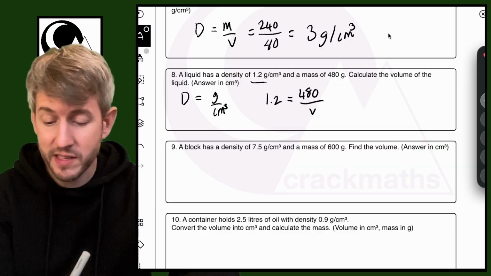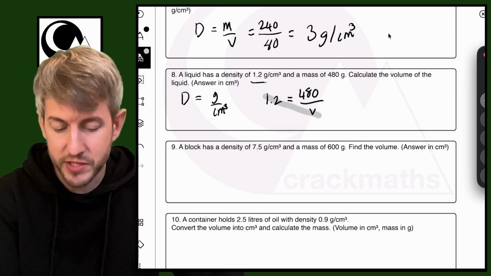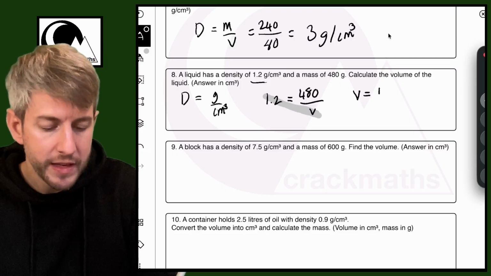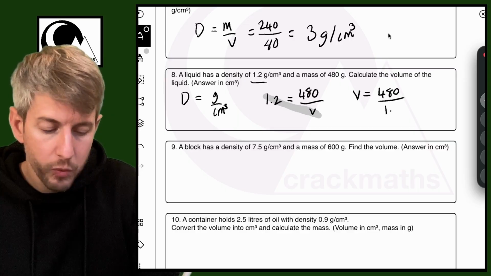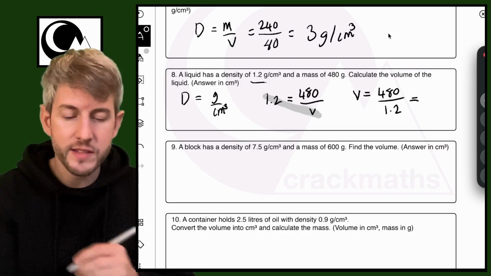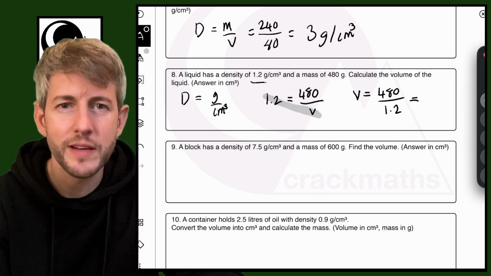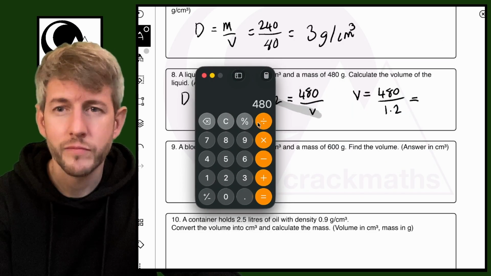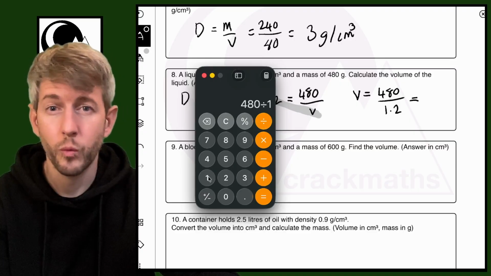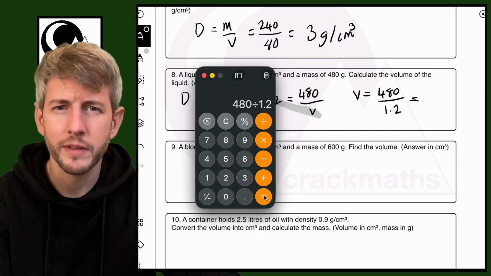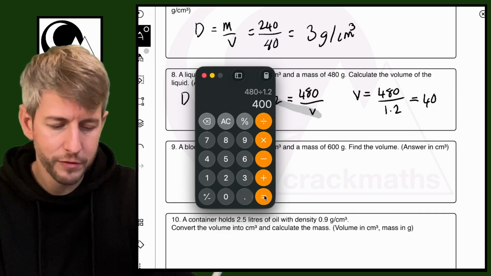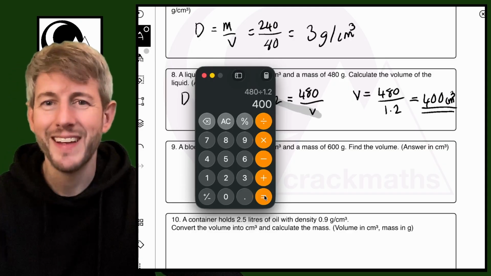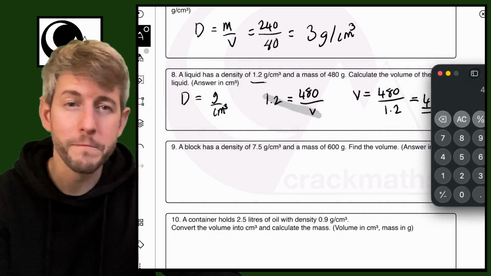Now, remember from what we were discussing earlier, if we've got this set up, we can actually just switch these two things round. So what I can get here is the volume is equal to 480 divided by 1.2. Okay, and so this is a job for the calculator. So we've got 480 divided by 1.2. Here we go, and that gives us an answer of 400. And that will be in centimetres cubed. Okay, there we go.